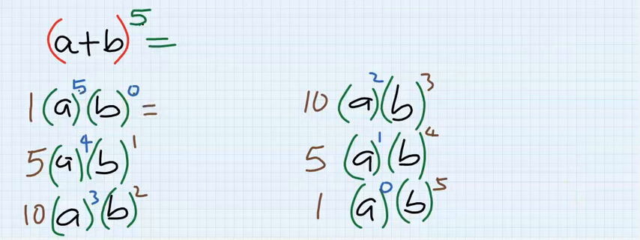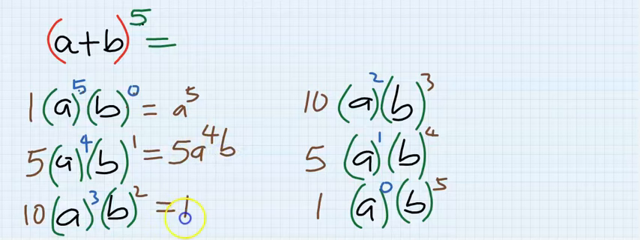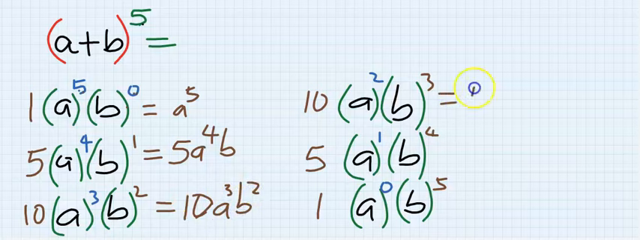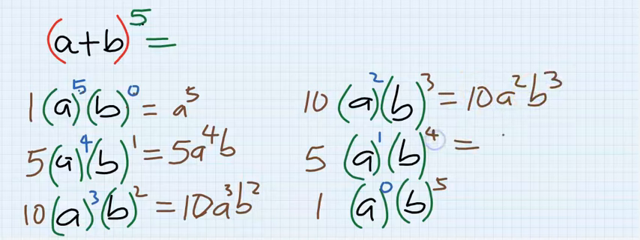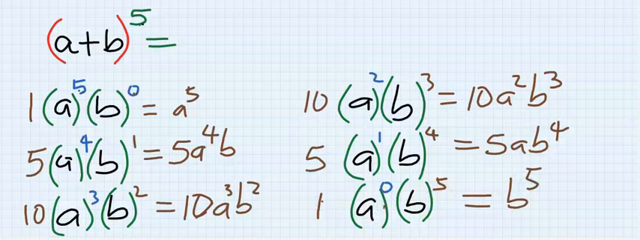Solving this, we are going to have A to the power of 5. Anything to the power of 0 is 1. The next one is 5A^4B. Our next one is 10A^3B squared. Our next answer is 10A squared B cubed. Here we are going to have 5AB^4. Here, anything to the power of 0 is 1. 1 times 1 is 1. And we are left with B to the power of 5.